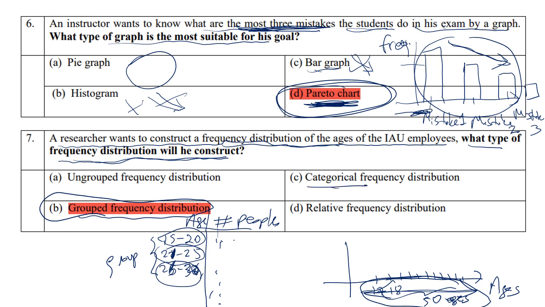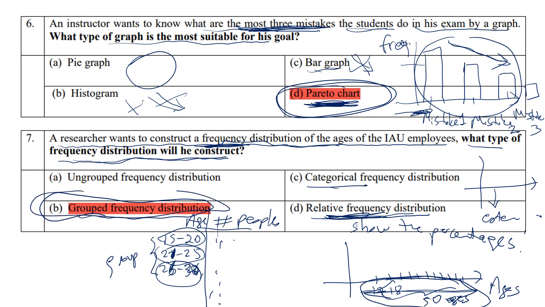For the categorical one, we have to write the categories here, not numbers. And relative frequency distribution is something else. It won't show the frequencies, it will show the percentages here, not the frequencies. So it's the grouped one, not the ungrouped, because in ungrouped you have to write 17, 18, 19, but you would have like 40 different values. So this is not wise to do, this is not good to do.